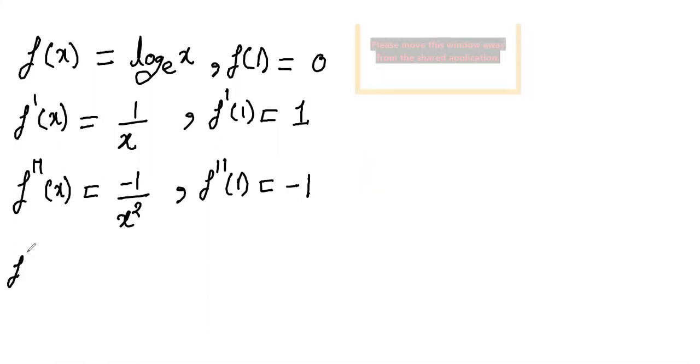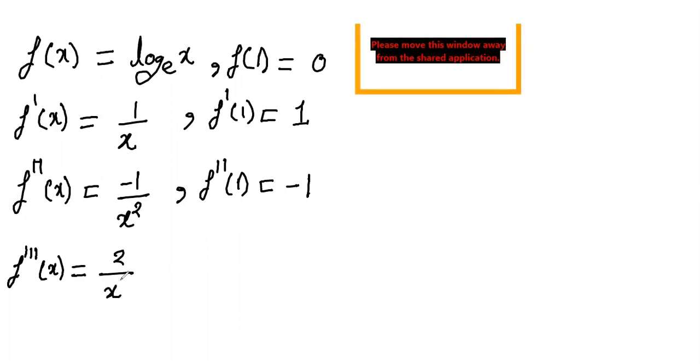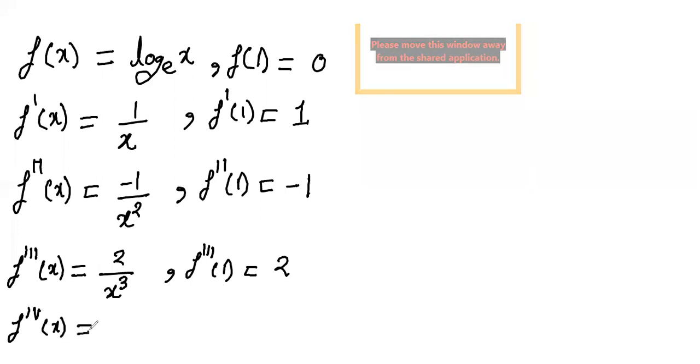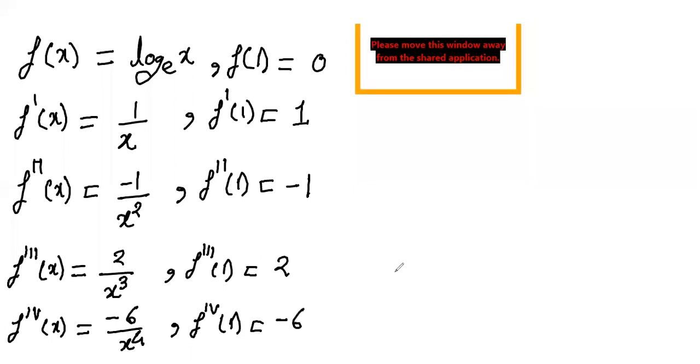Now f triple dash x is 2 upon x cube, so f triple dash 1 is 2. Then f 4 times x is minus 6 upon x to the power 4. So f 4 times differentiation at x equal to 1 is minus 6, isn't it?